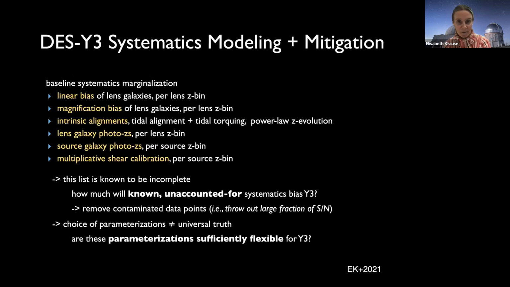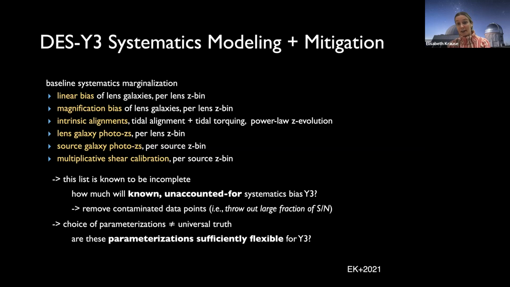On the topic of this talk, let me just briefly summarize the systematics model, which we confine to a linear bias of the foreground galaxies per redshift bin, magnification bias, again, per redshift bin, a simple intrinsic alignment model, and then, again, the simplest possible parameterizations for photometric redshift uncertainties for both galaxy populations per tomographic bin, as well as simple multiplicative shear calibration uncertainties for the weak lensing measurement per source redshift bin.